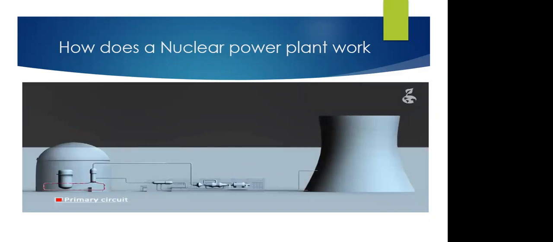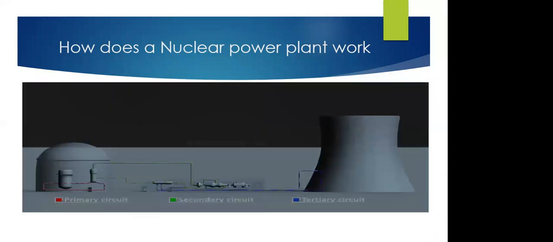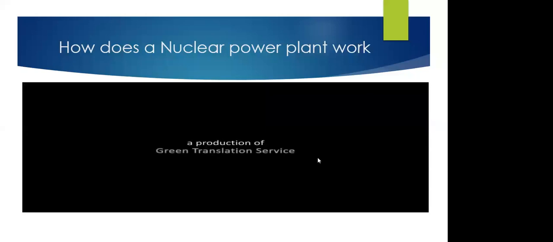This water is radioactive, since it has been in direct contact with the fuel rods. Water in the secondary circulation system is used to drive the turbines and is not radioactive. The cooling circulation system provides cool water and is used to condense the steam in the secondary circulation system.